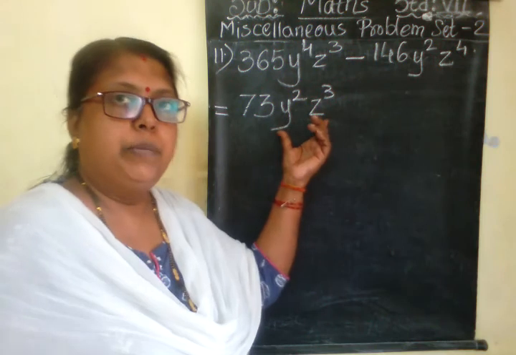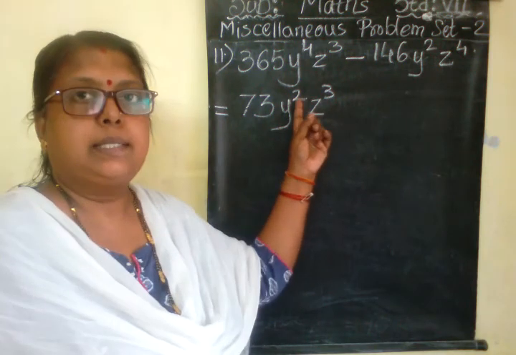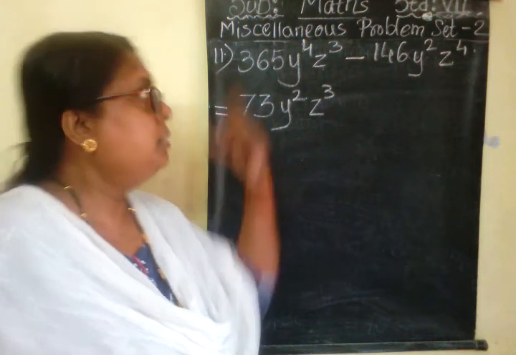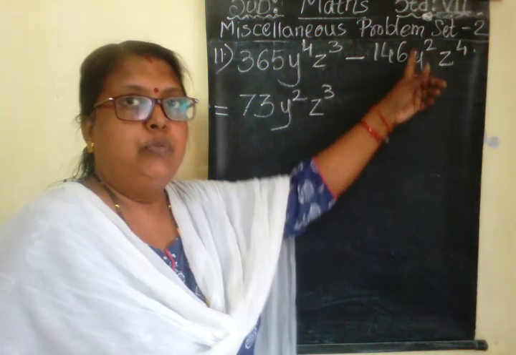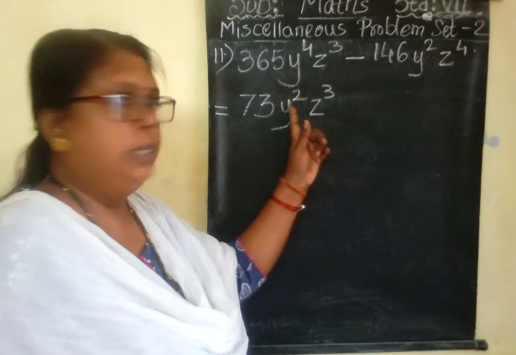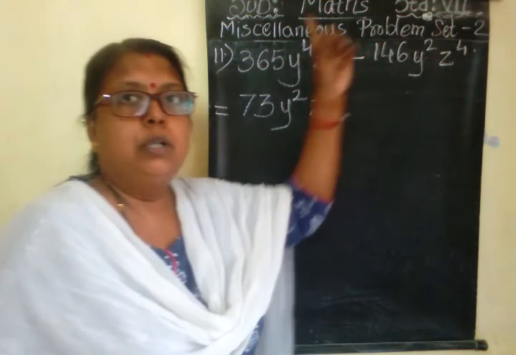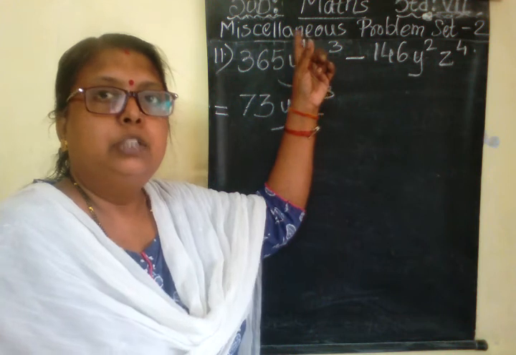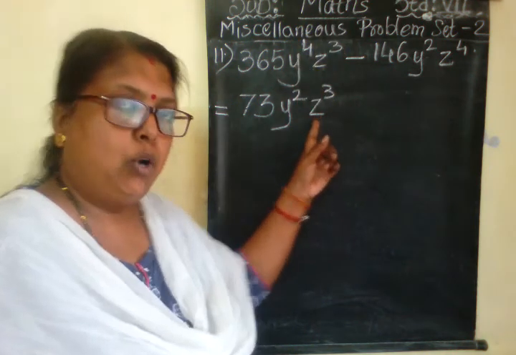Let us see how you have to take common, children? Letters with smaller index is to be taken outside. Means here 4 is there, here 2 is there, index of y. So y raised to 2 can be taken as common. Z raised to 3, z raised to 4. Among these 3 is smaller number. So z raised to 3, the index with smaller number can be taken as common.